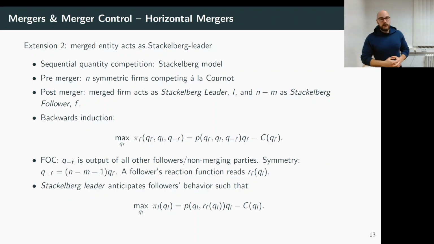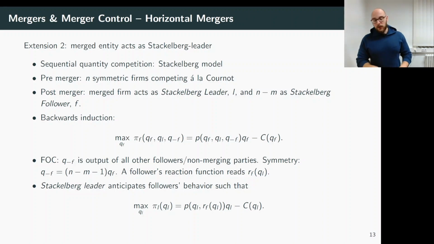And the idea here is that in the pre-merger situation we have, well, Stackelberg doesn't always have to be about mergers, it could be about anything, but we can apply it to mergers in a pretty straightforward way. In the pre-merger situation we have the symmetric kernel that we have already analyzed, and in the post-merger situation the merged entity becomes the Stackelberg leader, which we indicate by a small l, and the remaining n-m firms become the Stackelberg followers, indicated by a small f.